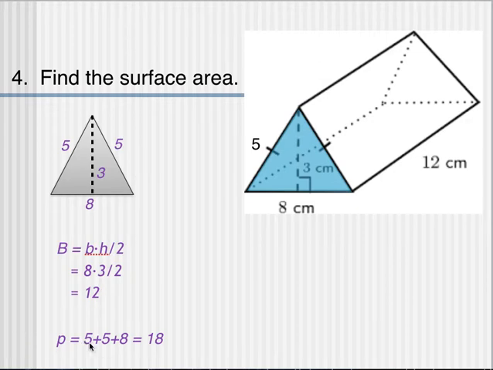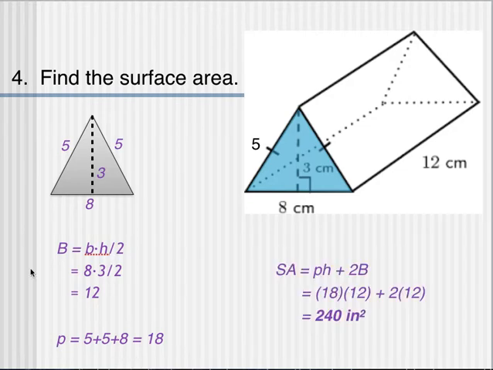And then perimeter is just adding up all the outside edges, figuring out how long the fence would be that would go around the outside of your shape. 5 plus 5 plus 8. So you have the area of the base and the perimeter. From this point out, it's exactly like what you did for rectangular prisms. You just plug it into the same surface area formula because surface area will still be perimeter of the base times height of the prism.